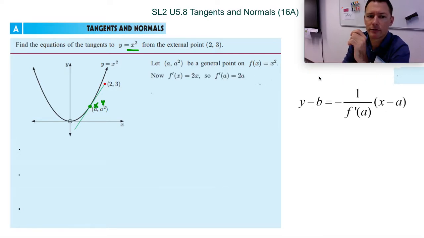Let's take the derivative. So f prime of x is 2x. So that's the slope of this line. And I know that whatever point that'll hit at that point is 2a, right? You're just plugging in a. So what's the slope? At a, it's 2a. Okay.